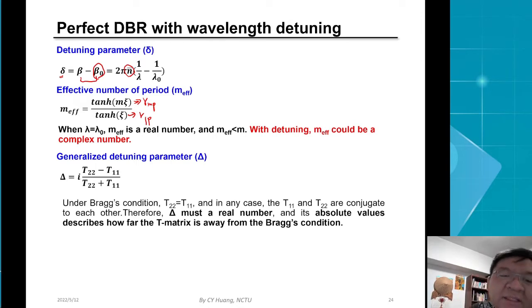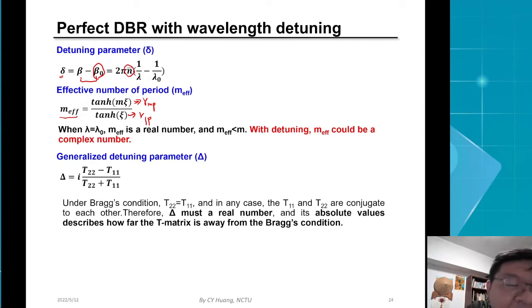In this case, in order to make this term simpler, we just call it the effective number of periods, denoted M_eff. Actually, you don't need to take the physical meaning of M_eff too seriously. You can just imagine it is a way to simplify the further equations.